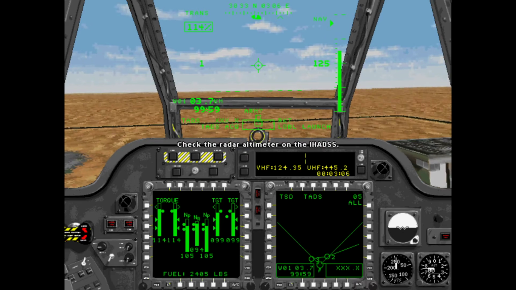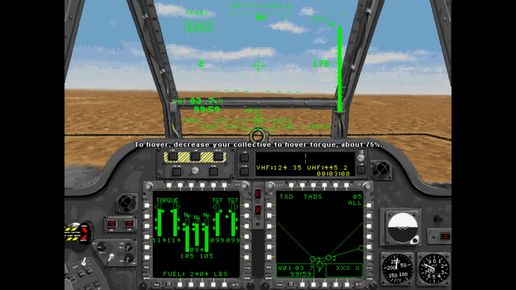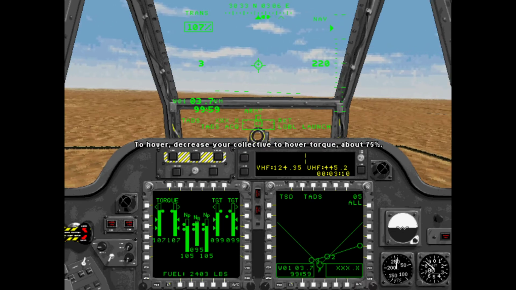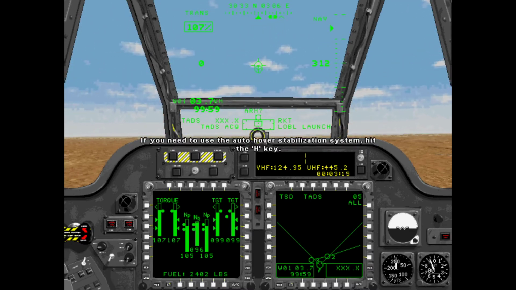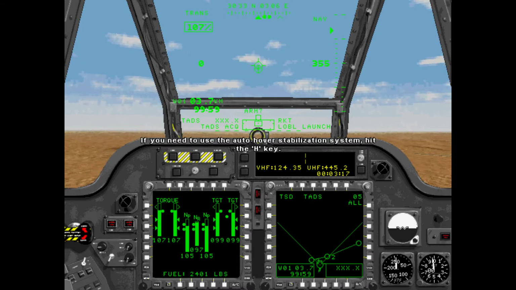Check the radar altimeter on the AH-64D. To hover, decrease your collective to hover torque, about 75%. If you need to use the auto hover stabilization system, hit the H key.